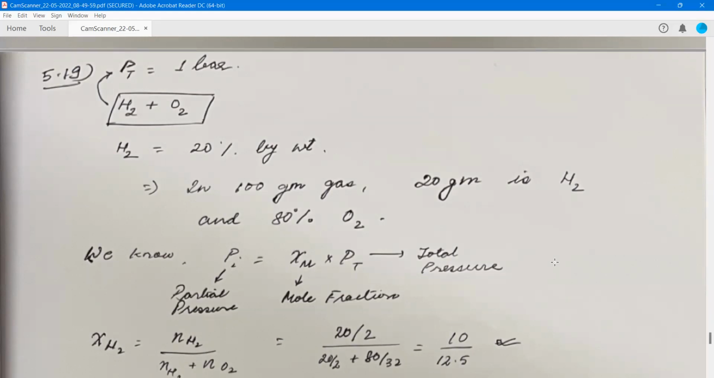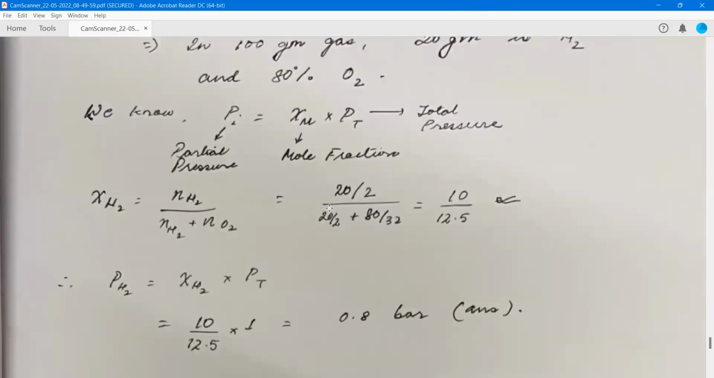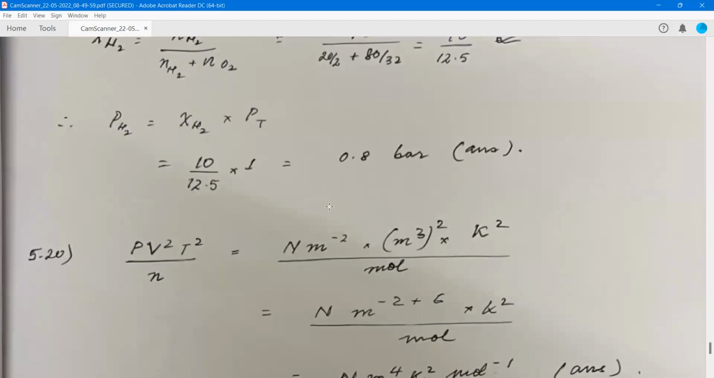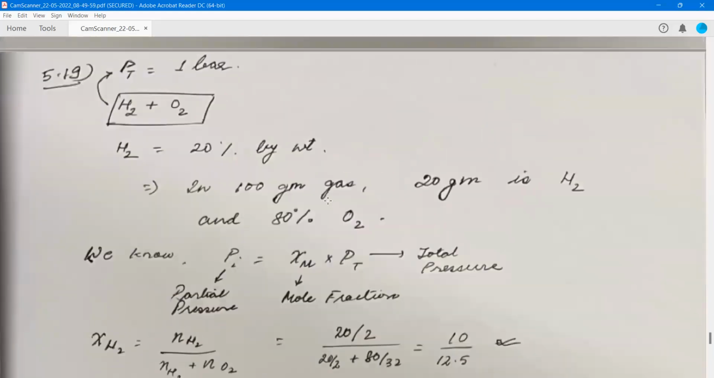That simply means if you have 100 gram of gas, 20 gram is dihydrogen and 80 gram is oxygen. But what you have to calculate here is the pressure of dihydrogen. Total pressure is given, but you have to calculate the partial pressure of the dihydrogen. We know that the partial pressure equals the mole fraction times the total pressure. So if you know the mole fraction for dihydrogen, then you can find out the partial pressure. So how can you find the mole fraction?